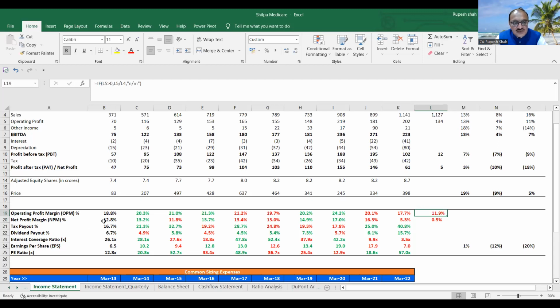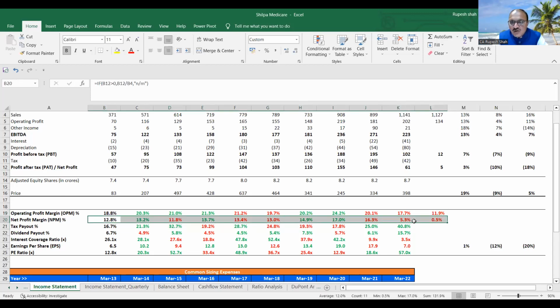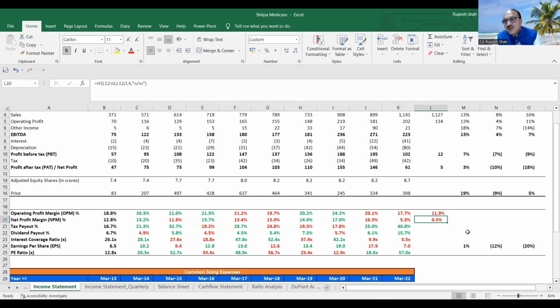Correct? Net profit margin. See, always double digit. Now 0.53 and now even less than 1. That means it's a sign of worry. Something is going drastically bad in this company, and that needs to be checked.